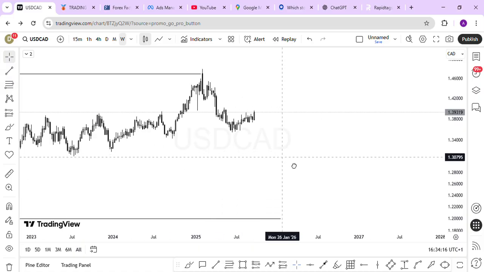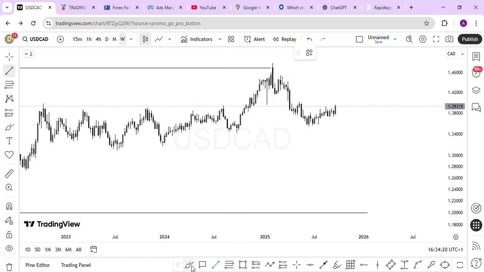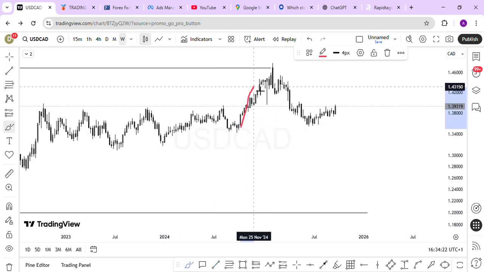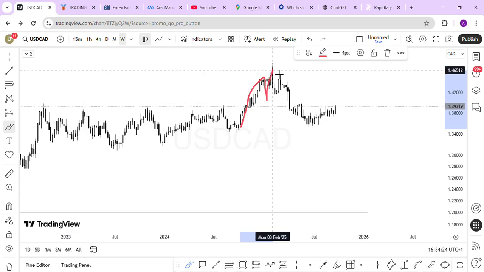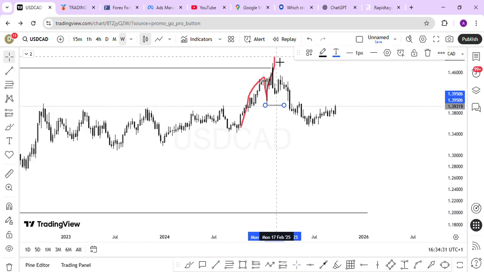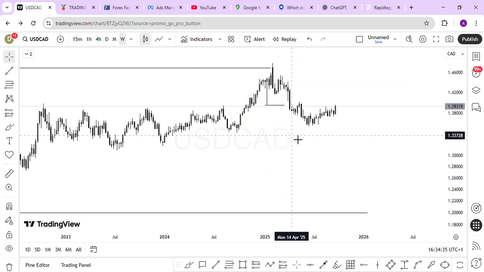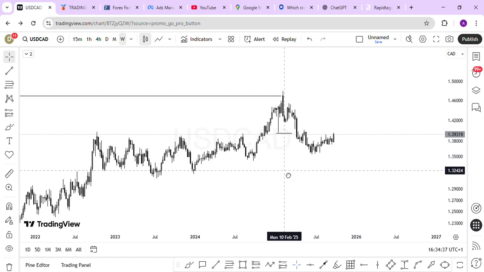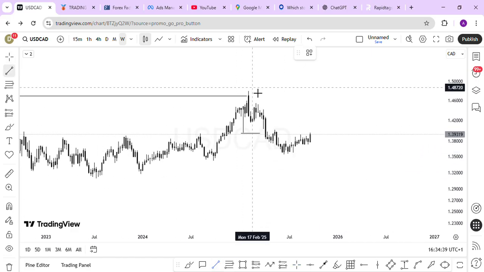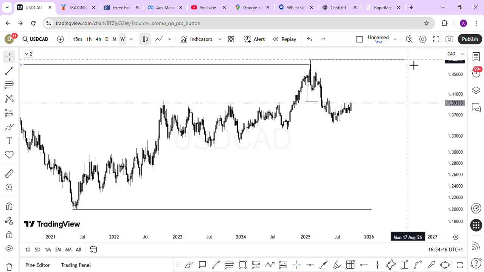Now that we have a break of structure, where is our inducement? If you look closely, when the market got to this level, it pulled back and then broke this structure. So it means that our valid inducement is in this place. So it means that this high has been confirmed as our high, and we are ranging between this high and this low.